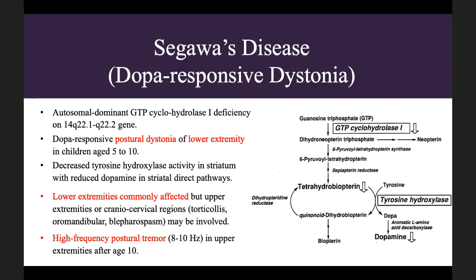Next, we move to Segawa disease or Dopa-responsive dystonia. This is an autosomal dominant GTP cyclohydrolase-1 deficiency. It occurs in children aged 5 to 10, usually presenting with a postural dystonia of the lower extremities. Sometimes the upper extremities or craniocervical regions may be involved, and it may also present with a high-frequency postural tremor, but this is usually seen beyond age 10.